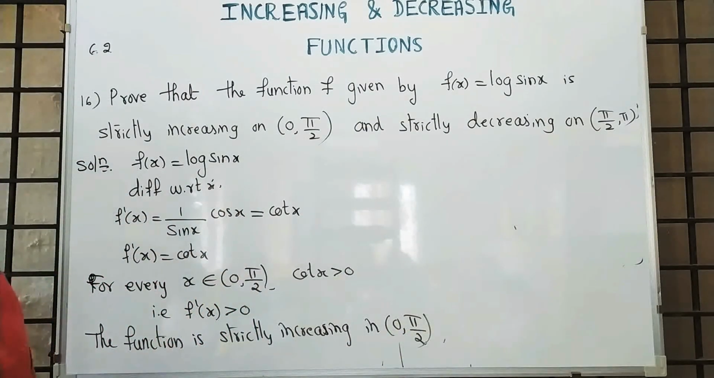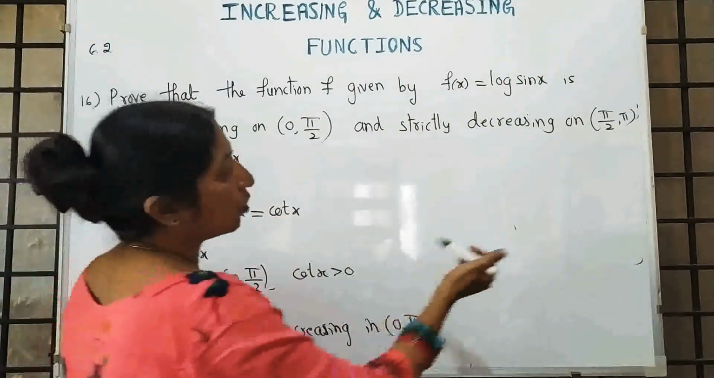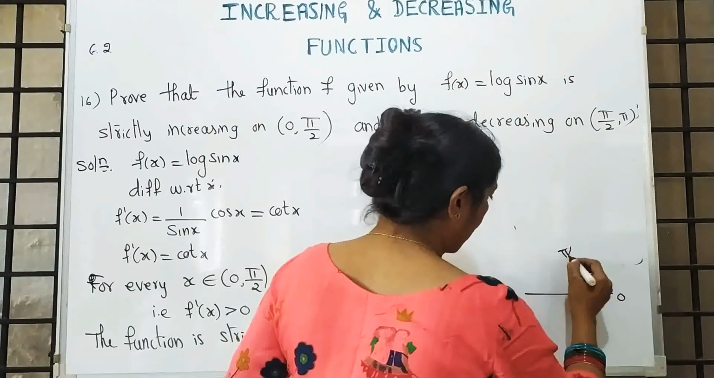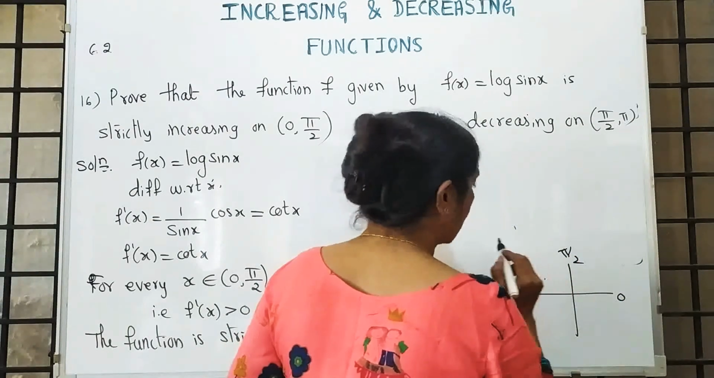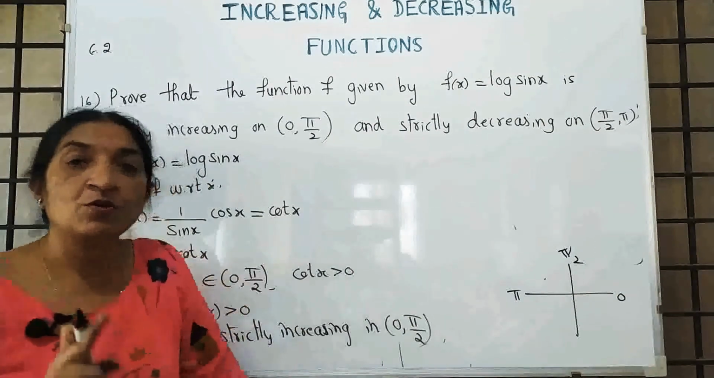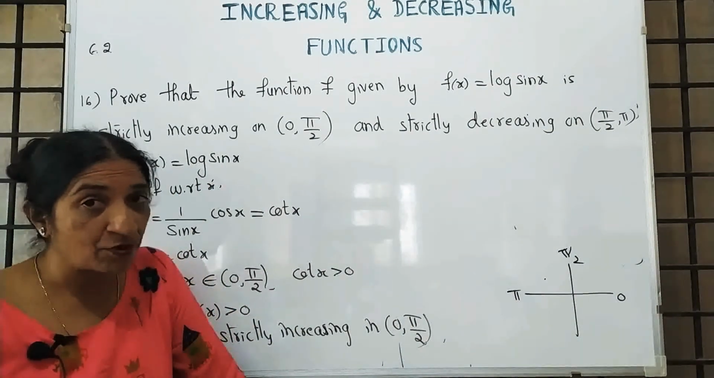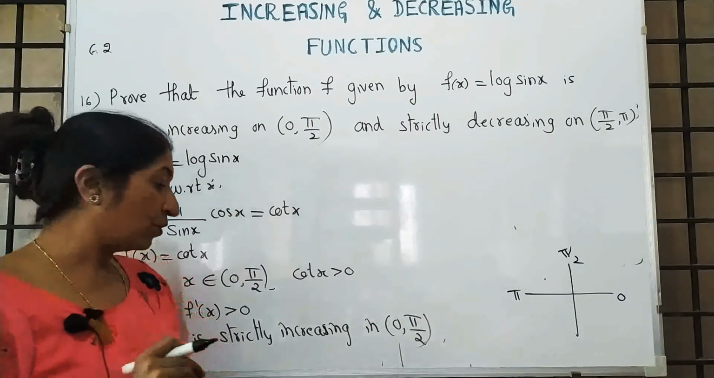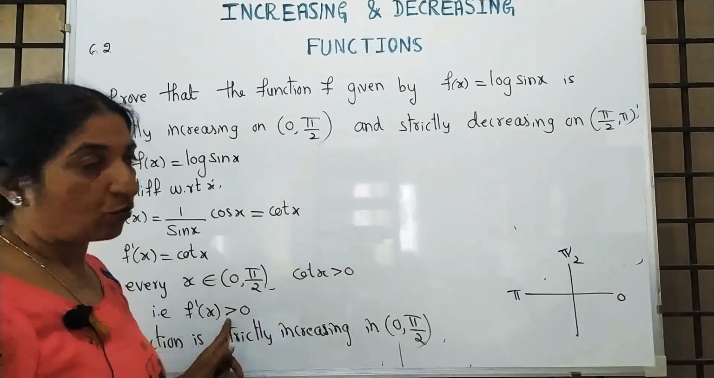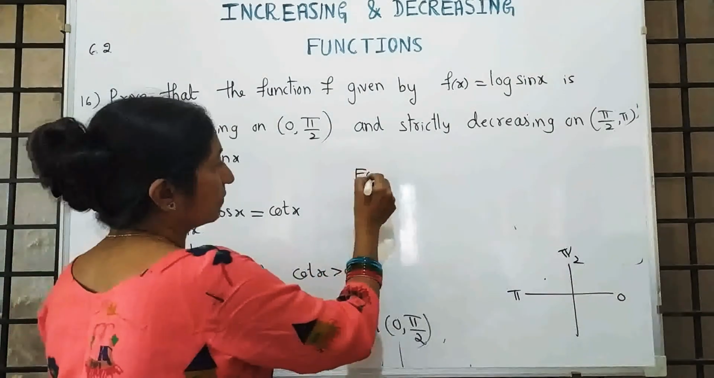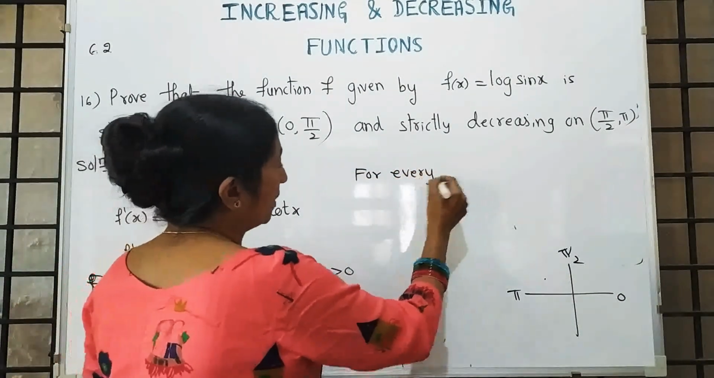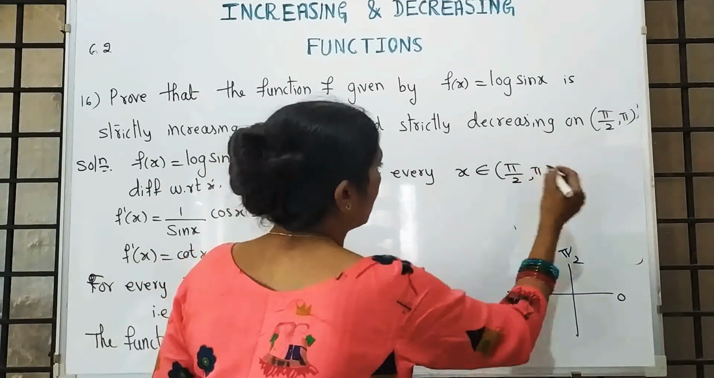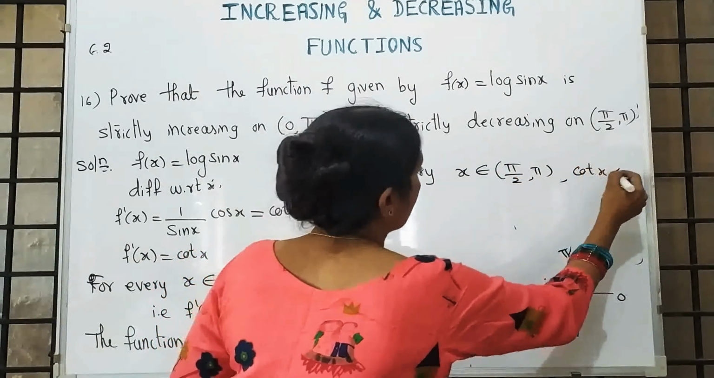The second interval is pi by 2 comma pi. See, here I am giving you the figure. This is 0 to pi by 2, this is pi by 2 to pi, that is the second quadrant. In the second quadrant, only sine and cosec are positive, the remaining are negative. Then what about cot? Is it negative? Yes. For every x belongs to pi by 2 comma pi, cot x is less than 0.